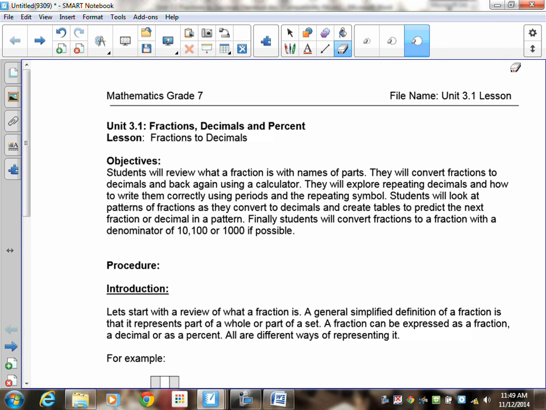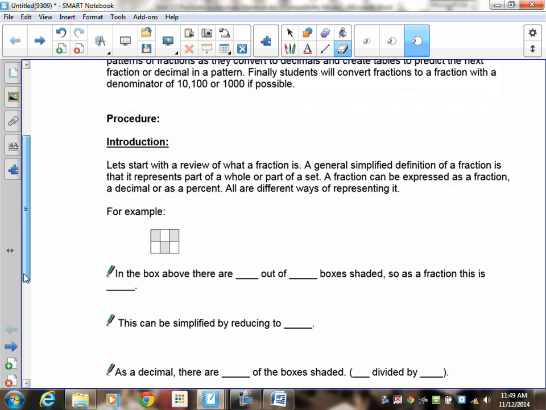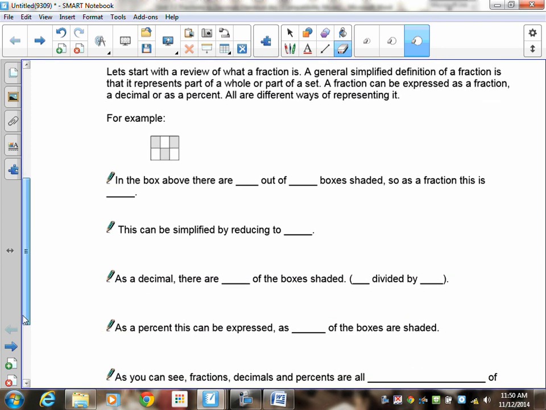You can read the objectives there if you wish. We're going to start with just a basic introduction of what a fraction is and how fractions can be written. This is again going back to grade 6. If you take a look at this box here, you'll notice that I've got a box with 6 squares in it, all the same size. So there are 3 that are shaded and 3 that are not. So they are basically 3 out of 6 boxes shaded. So as a fraction, this is 3 over 6.